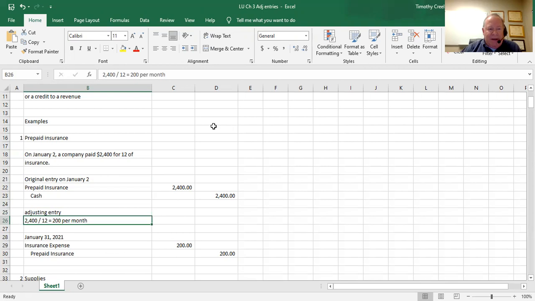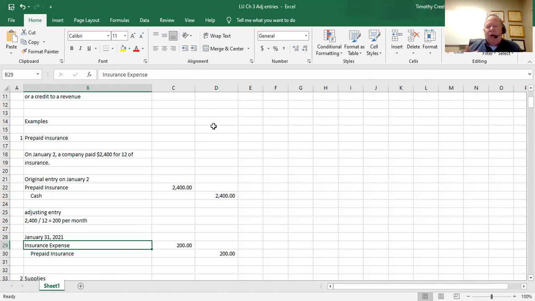Basically, we would take that full amount, that 2,400, and since we paid for 12 months, the amount that we would be recognizing per month would be $200 per month. So on January 31st, at the end of the month, we would record this entry. We would debit insurance expense and we would credit prepaid insurance. Now, prepaid insurance is a current asset.